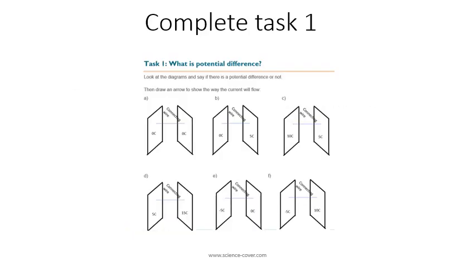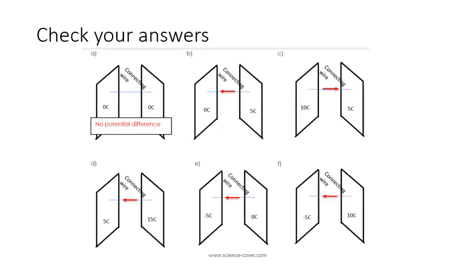Now pause the video and complete task 1. Let's check the answers to task 1. A, we have no potential difference. This means that no electric current will flow. In B, the current should flow from the 5 coulombs to the 0. In C, the current should flow from the 10 coulombs to the 5. In D, the current should flow from the 15 coulombs to the 5.